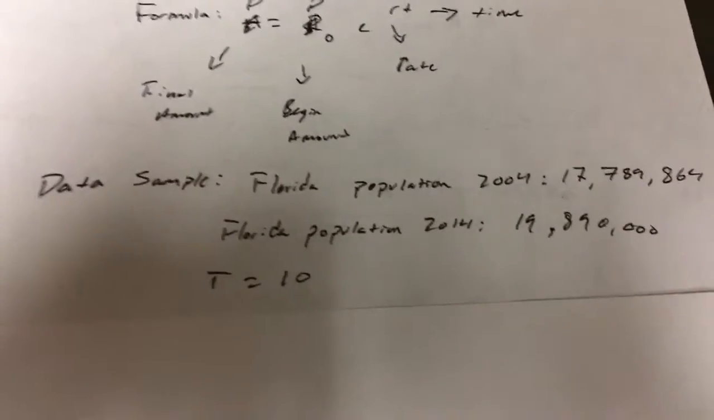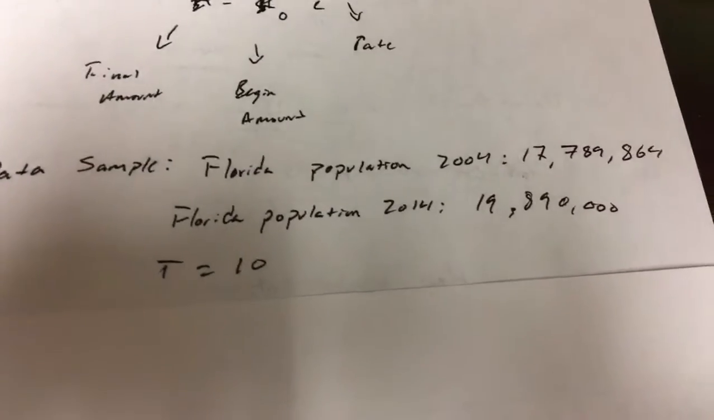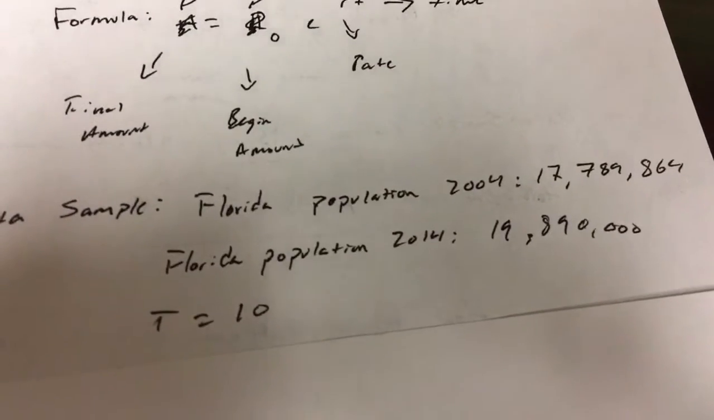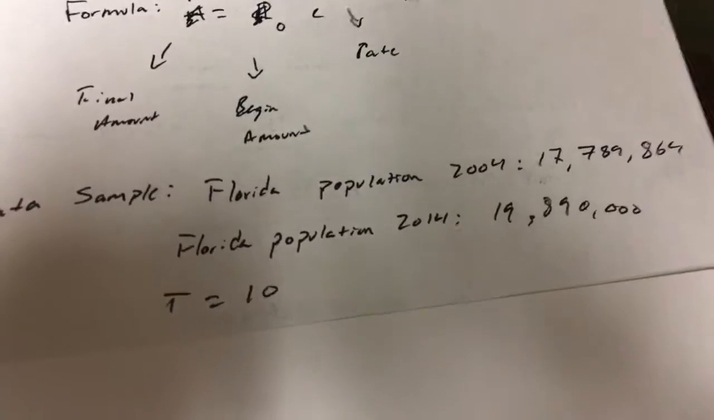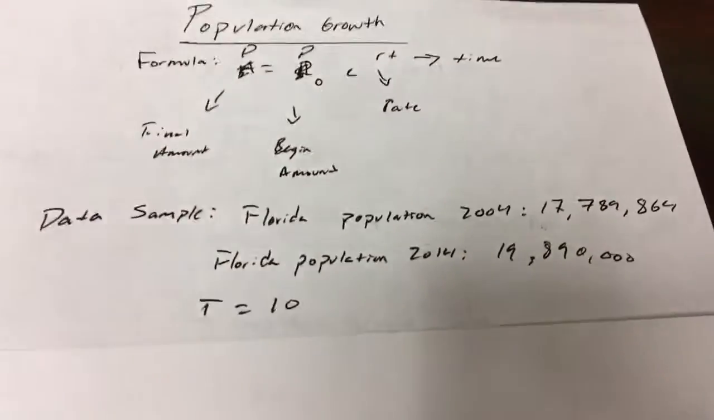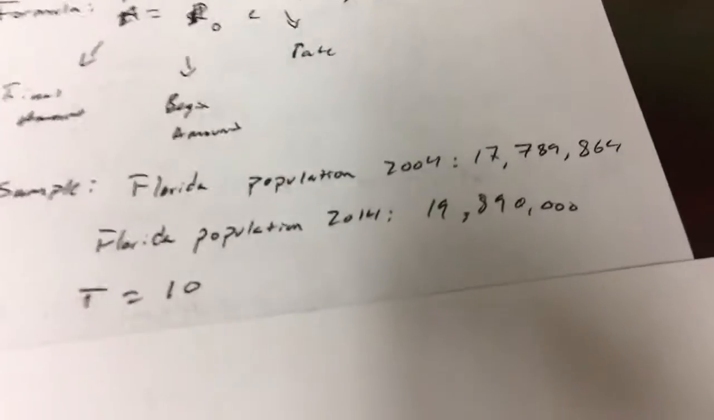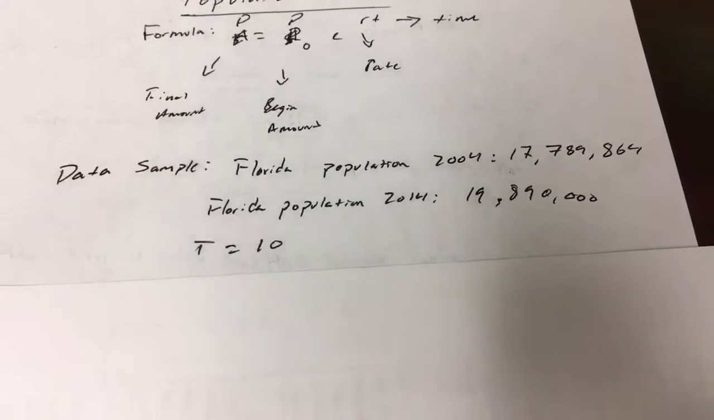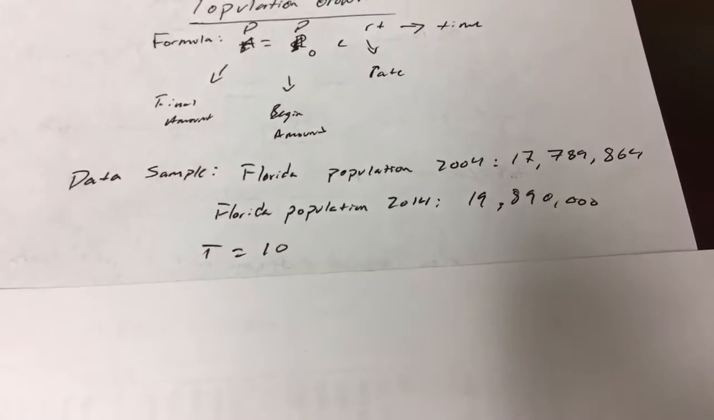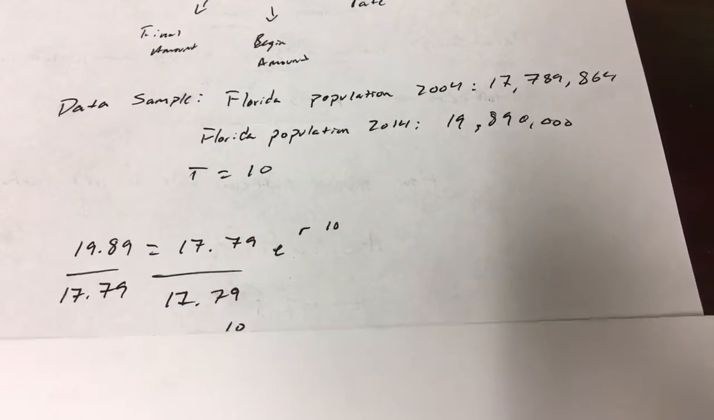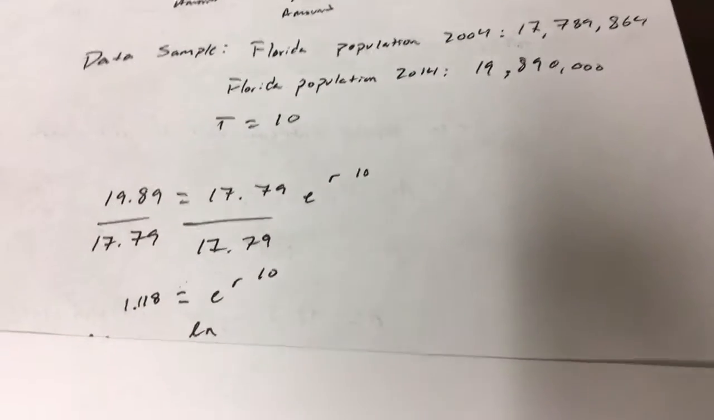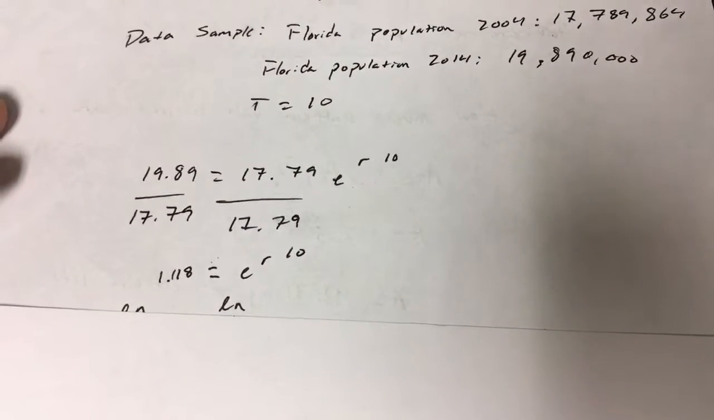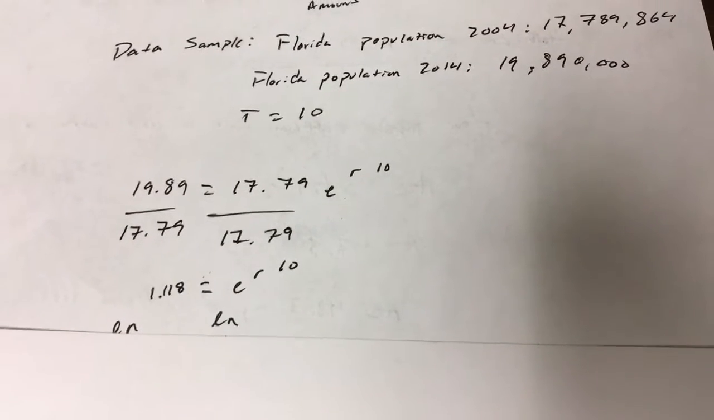The data that we will be using for this equation would be the Florida population in 2004, which is about 17,709,864, and the Florida population in 2014, which is right around 19,190,000. The T is the difference between the 2 years you're using, which is 10. So you set it up: you got your end amount, which is 19.89, beginning amount 17.79, E, R, which is what we're trying to find, and time, which is 10.